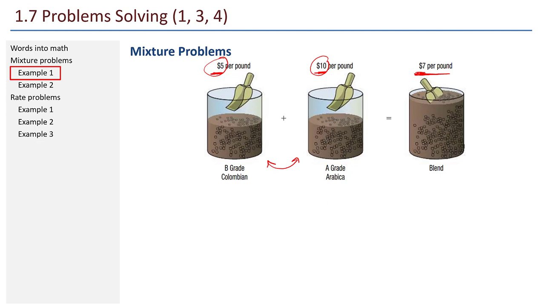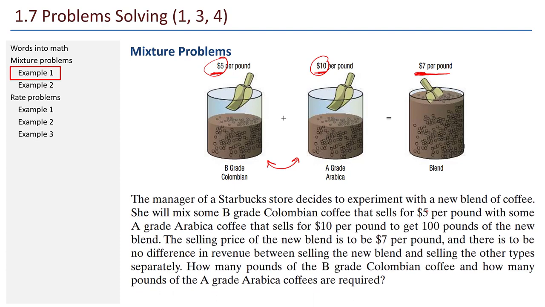Okay, that's the idea in general. Here is the verbal description. Here are the words. The manager of a Starbucks store decides to experiment with a new blend of coffee. She will mix some B-grade Colombian coffee that sells for $5 per pound with some A-grade Arabica coffee that sells for $10 per pound to get 100 pounds of the new blend. The selling price of the new blend is to be $7 per pound, and there is to be no difference in revenue between selling the new blend and selling the other types separately. How many pounds of the B-grade Colombian coffee and how many pounds of the A-grade Arabica coffee are required?